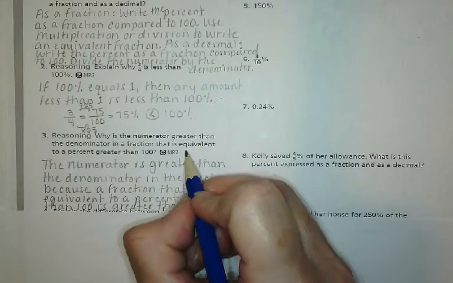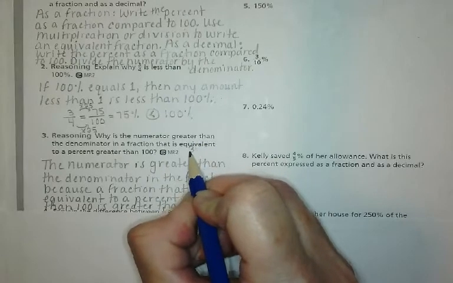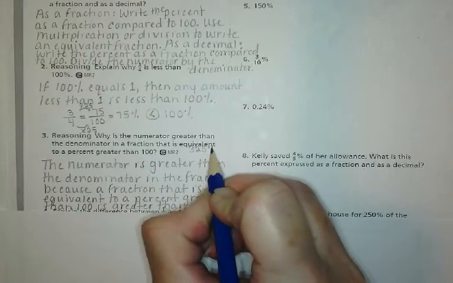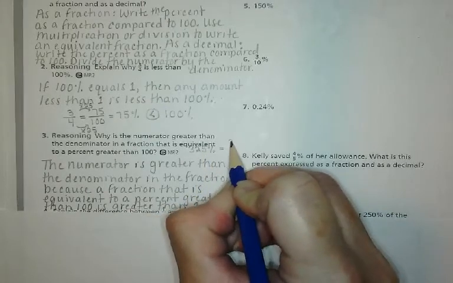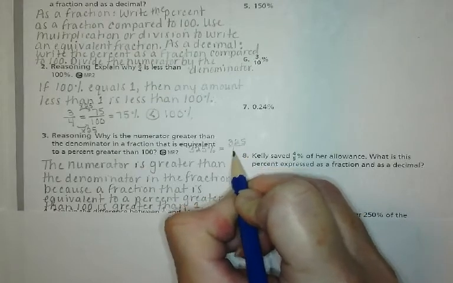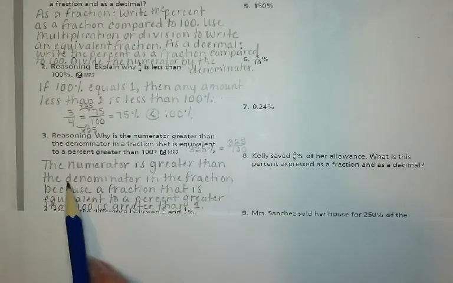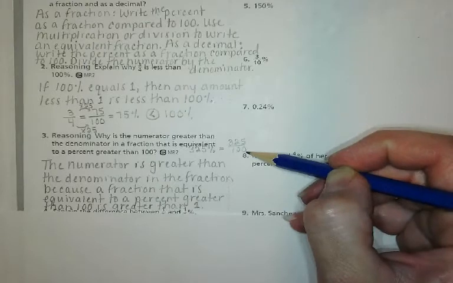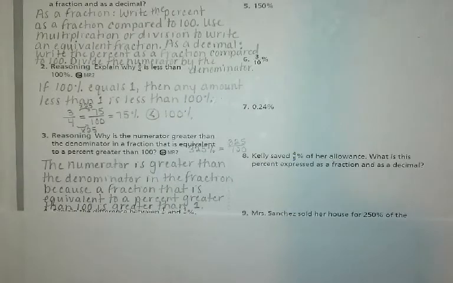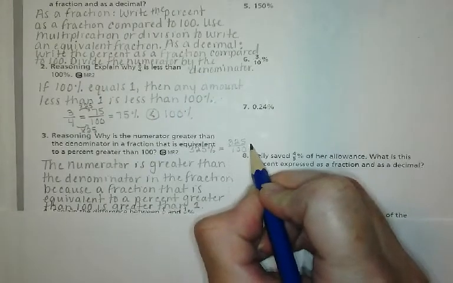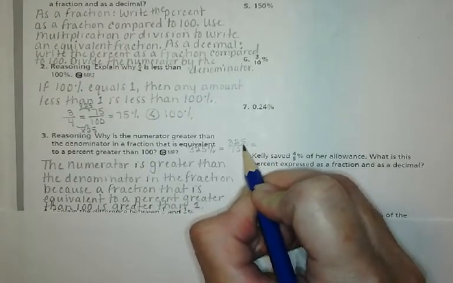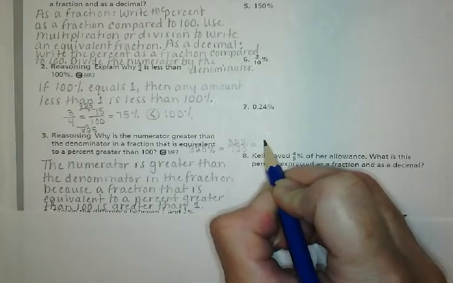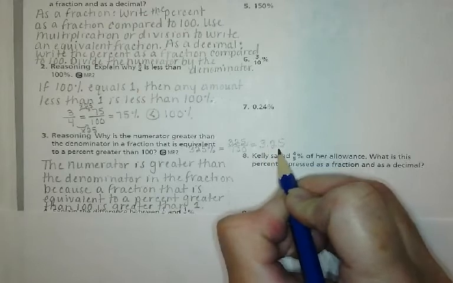If you have a large percent, like let's say 325%, that would be written as 325 out of 100. So the numerator, which is the top number, is greater than the denominator in a fraction because a fraction that is equivalent to a percent greater than 100 is greater than 1. If you would go ahead and divide this, you would simplify, and when you divide by 100, you just move the decimal 2 to the left. This would be 3 and 25/100ths.